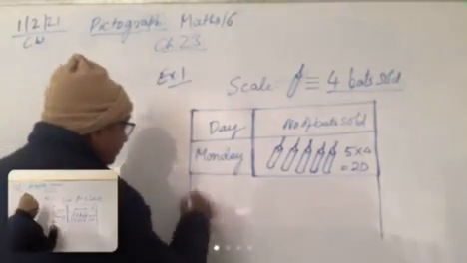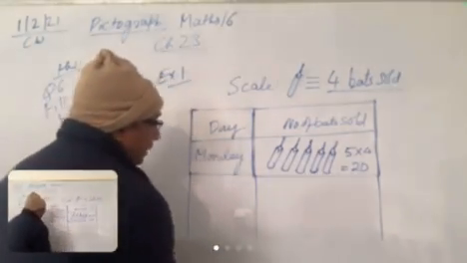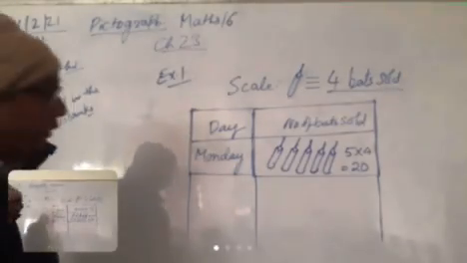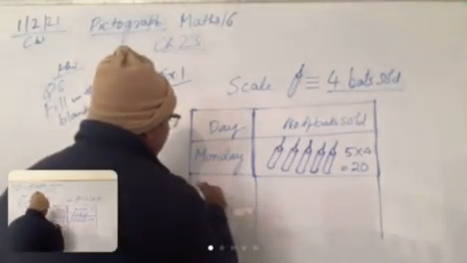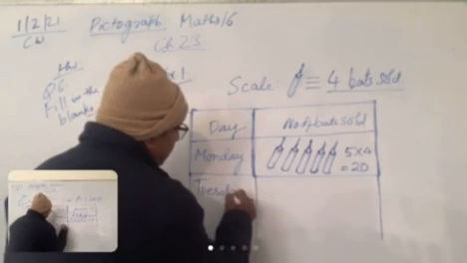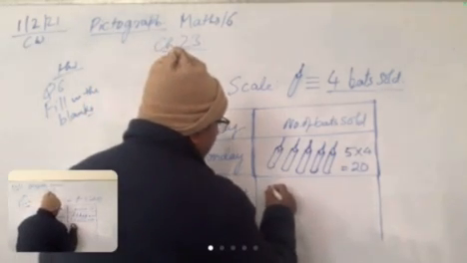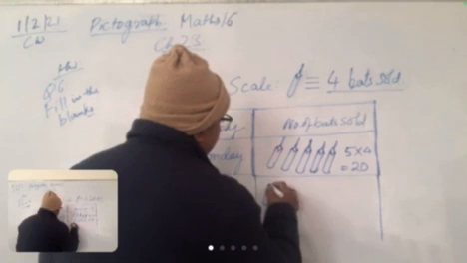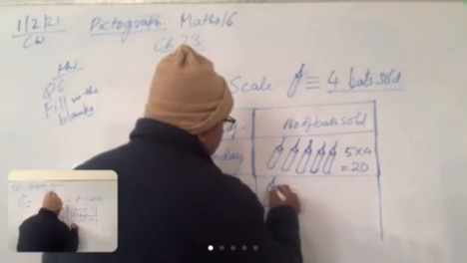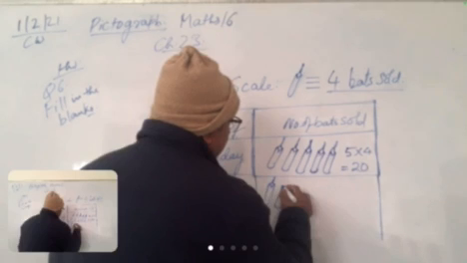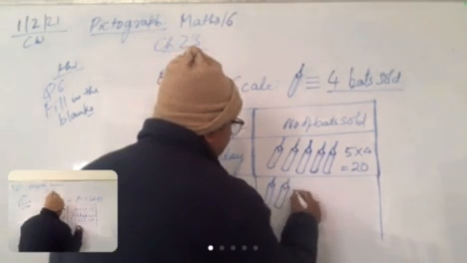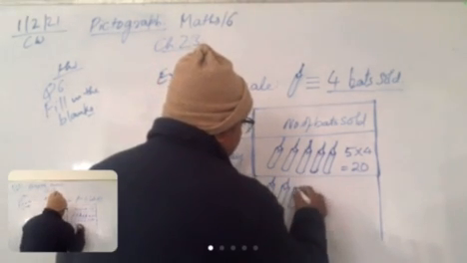Okay. Now see, on Tuesday, the number of bats sold is 12. So you have to draw 12 on Tuesday. So there is only 3 bats. And everyone must draw. Everyone has to draw this.